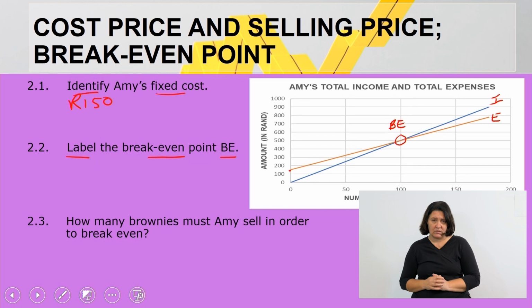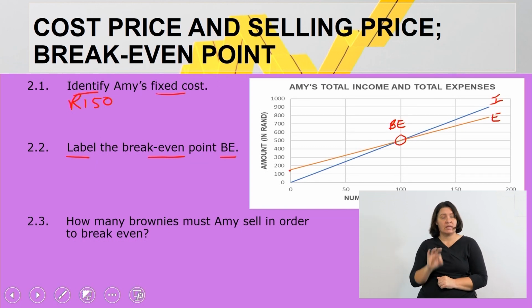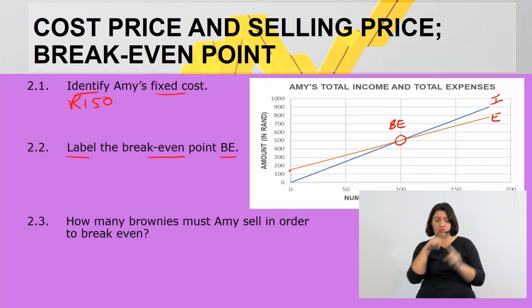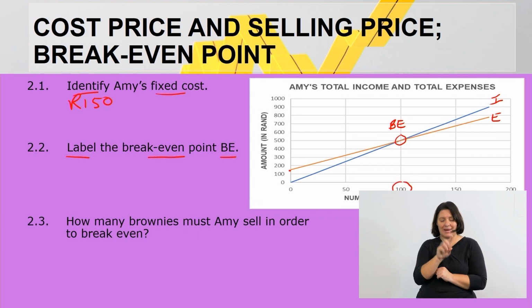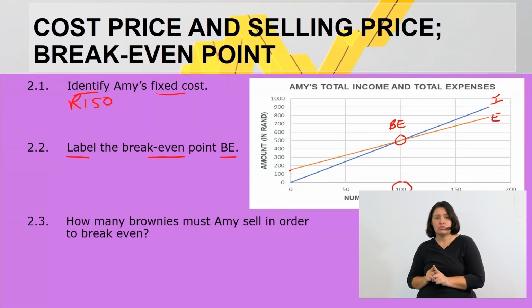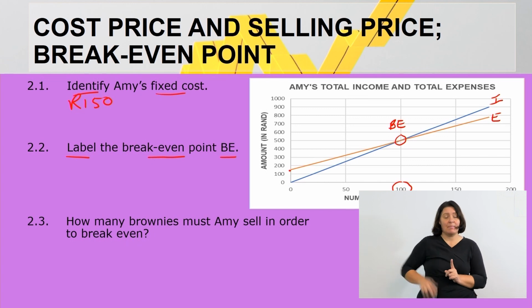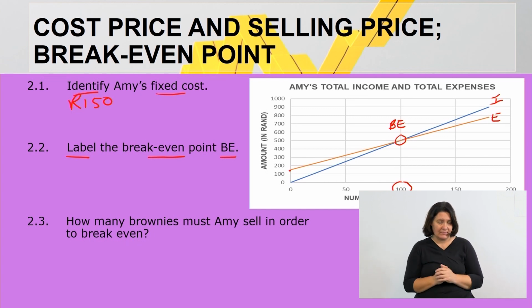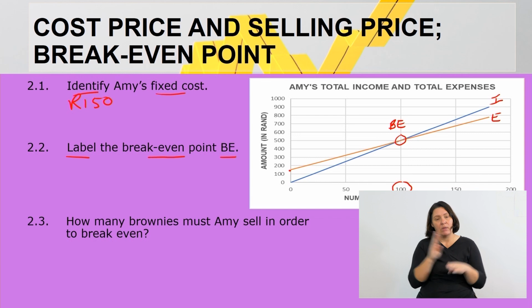Let's look at the third question, 2.3. It says, how many brownies must Amy sell in order to break even? Looking at the graph, we can see the break-even point is here at 100 brownies. Meaning at this point in time, her income and expenses are exactly the same. So we want to know how many brownies Amy must sell to break even. That will be 100 brownies.